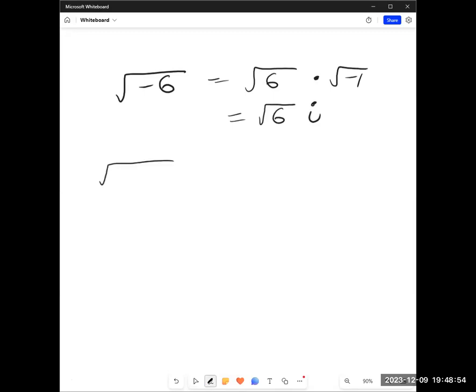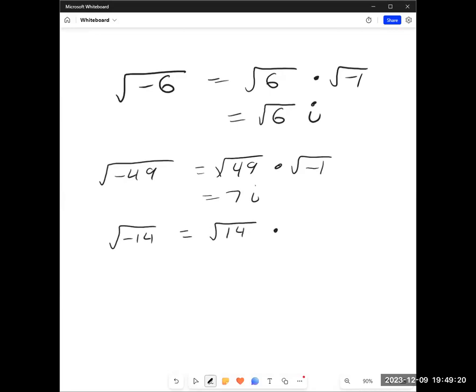We have the square root of a negative 49, which is root 49 times root negative 1, is a 7i. Did we do that one already? No, we didn't. Root negative 14 is root 14 times root negative 1. That one doesn't break down anymore, so that's root 14i. That's the one that we did already.